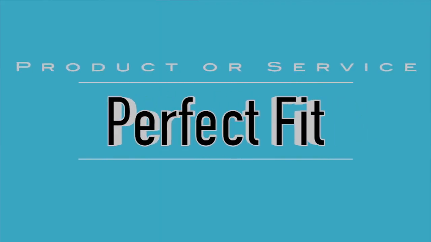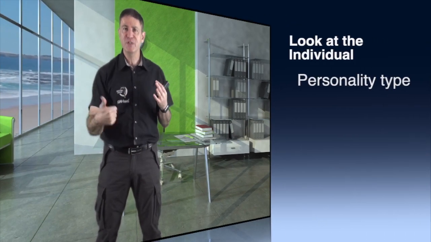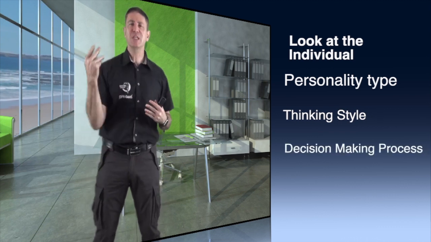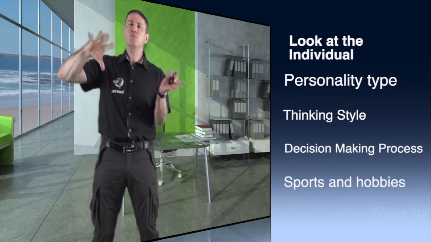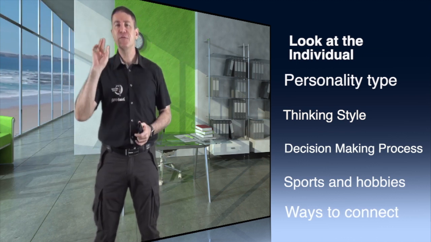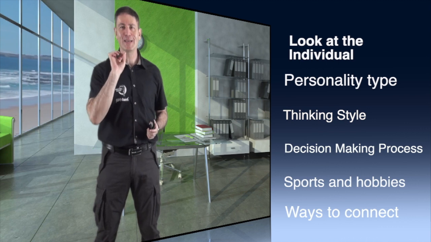What is it about your product or service that is a perfect fit for that customer? So that's the product and service. Then you need to look at the individual. You need to have a look at their personality type, their thinking style, their decision-making process. Have a look at their sports and their hobbies. Try to find ways for you to connect, because remember, people love to buy from people like them. So if you can find things you have in common, it becomes really simple to engage and connect with that customer.